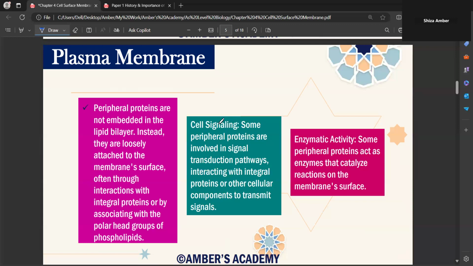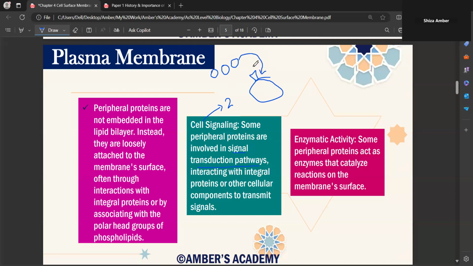Now here is the concept of cell signaling. Some peripheral proteins are involved in signal transduction pathways. Signal transduction literally means, by the way, this is also the definition for cell signaling. If it comes for 2 marks, you can write this definition for cell signaling. Cell signaling basically means that there are many types of signals coming into the cells. It could be a hormone, an enzyme, or a neurotransmitter coming towards the cell. For example, if this is a cell and it has a receptor protein, and a hormone, neurotransmitter or enzyme is coming, this is a signal. This signal is coming towards the receptor protein.